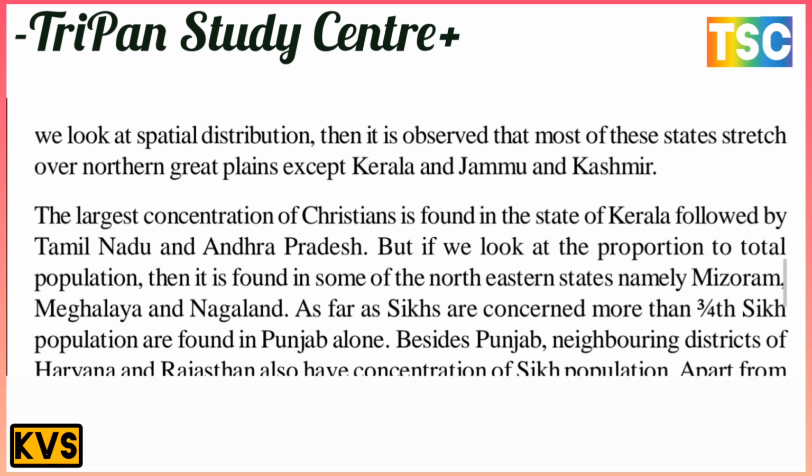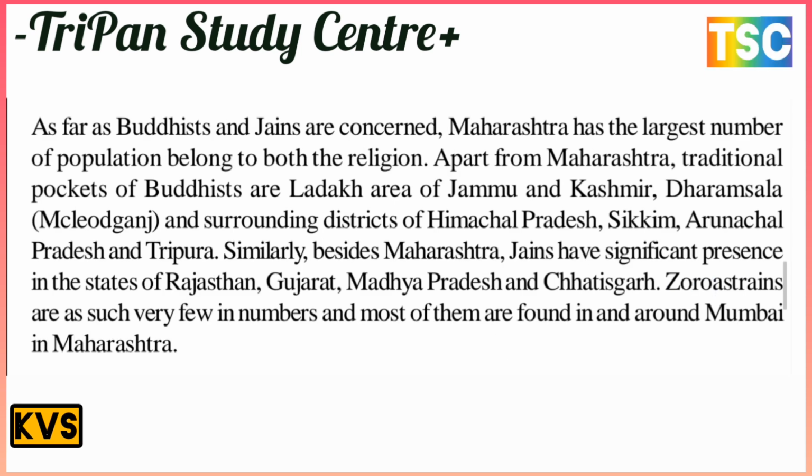As far as Buddhists and Jains are concerned, Maharashtra has the largest number of population belonging to both religions. Apart from Maharashtra, Buddhists are traditionally found in the Ladakh area of Jammu and Kashmir, Dharamsala and the surrounding districts of Himachal Pradesh, Sikkim, Arunachal Pradesh and Tripura. Similarly, besides Maharashtra, Jains have a significant presence in the states of Rajasthan, Gujarat, Madhya Pradesh and Chhattisgarh.